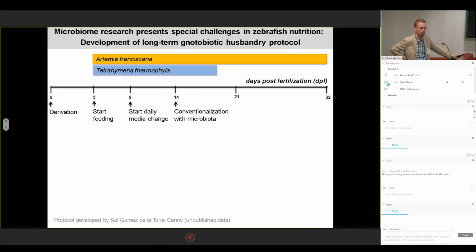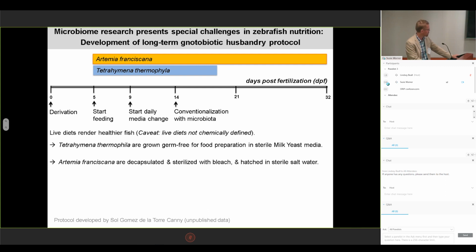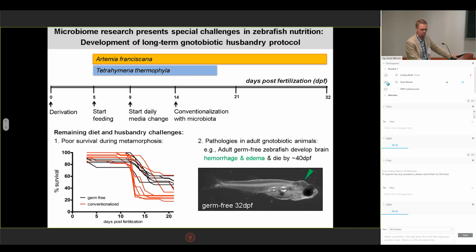And so what we do is we raise germ-free cultures of Artemia and germ-free cultures of Tetrahymena and feed those to the starfish. And the growth is slow, but you can get animals that make it through metamorphosis into adult stages as germ-free animals. However, there are problems with this.